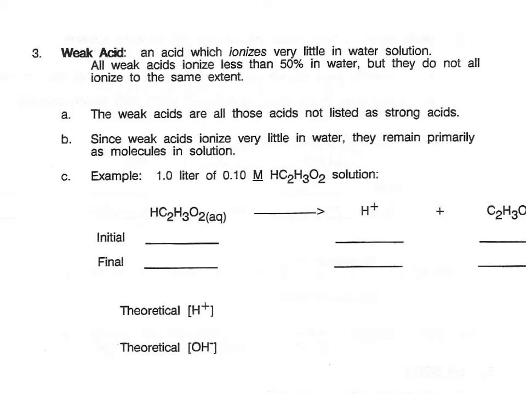Now we're going to discuss weak acids and how they differ from strong acids. So we already know that acids ionize in water to form hydronium ions. These are going to be called weak acids because they ionize a very small amount, less than 50%. In the strong acids, they ionized 100%. And here's the tricky part.